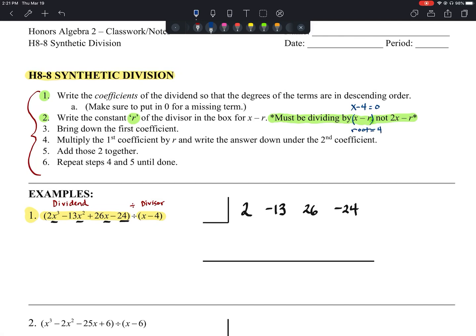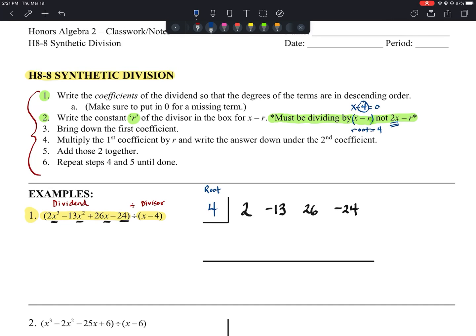So that's really what's going in the box. We're putting a 4 in this box up here. Remember, this is actually the root value, but we can't use this constant term if there is a coefficient on the x as well, and we'll get to those later on. Right now these are all just linear factors that have integer roots. All right, so we've done that second step.